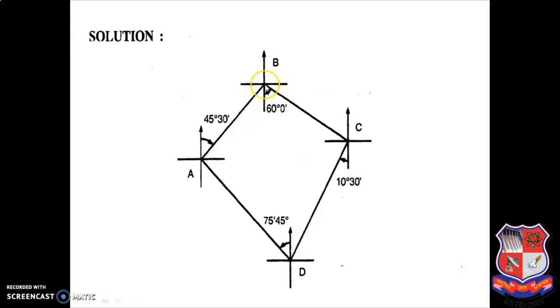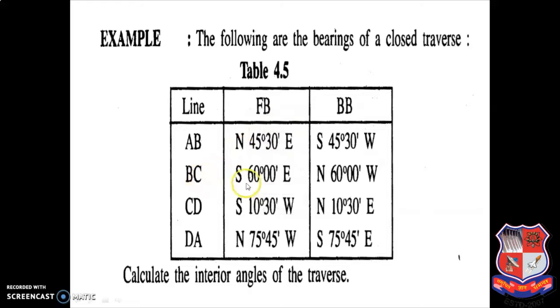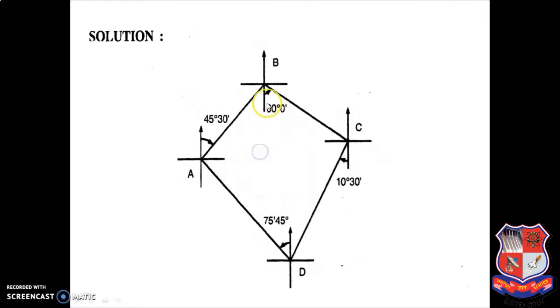Then from B to C again I have to draw one line, and for that I will take my fore bearing reading. Okay, so for line BC, what is my fore bearing reading? South 60 degree east. Okay, so you can see this is my south pole, this is my east. So south 60 is given this way. So from here to here you have to draw one line, and then you have to mention the angle. What is the length of the line? It is up to your choice, because distance is not given.